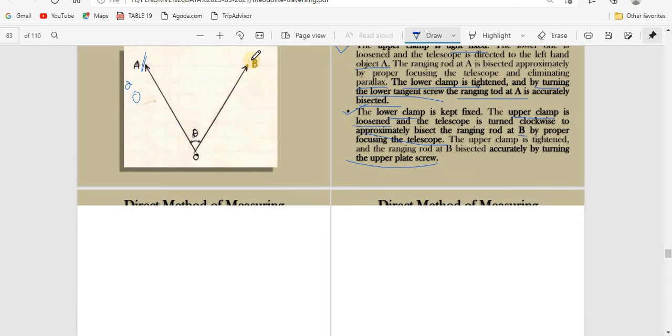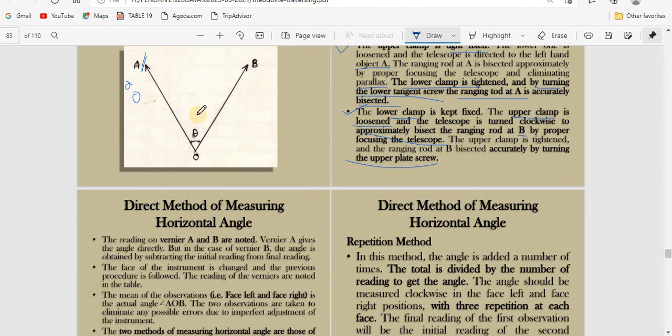Once you have bisected point B, whatever readings are given at vernier A and vernier B, you note them down with the help of the magnifying glass provided in the theodolite. That is called the direct angle. Vernier A will give you your angle directly. Suppose the angle comes out to be 30 degrees, that means the angle AOB is 30 degrees.